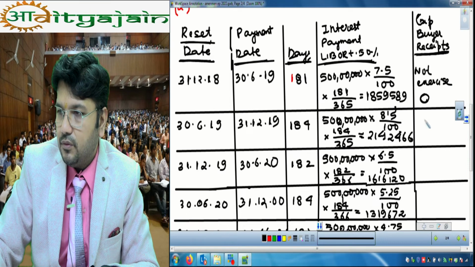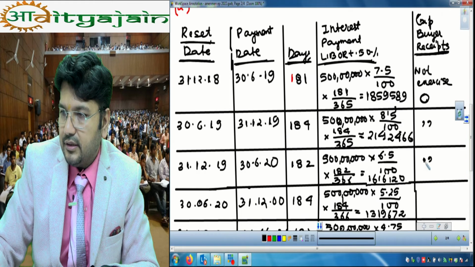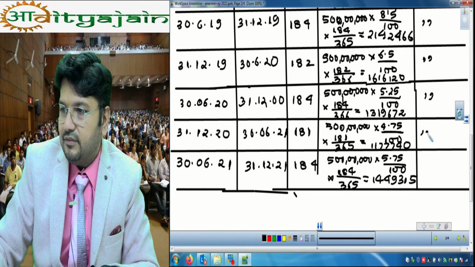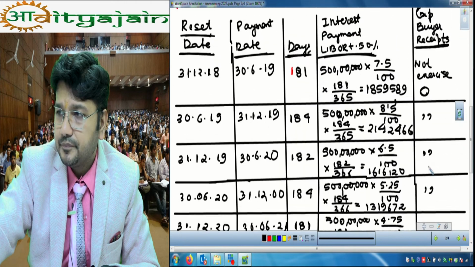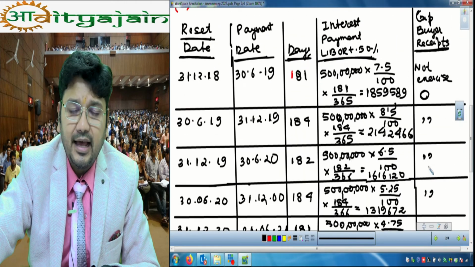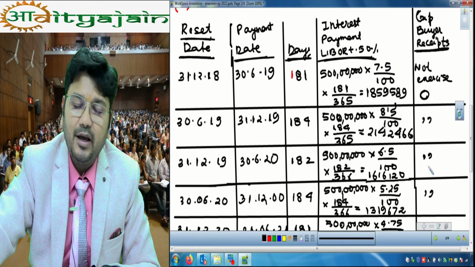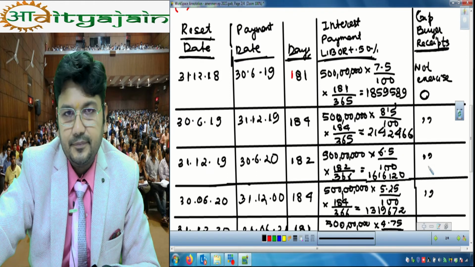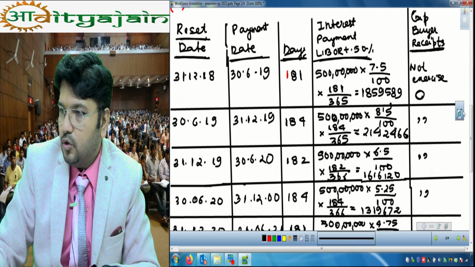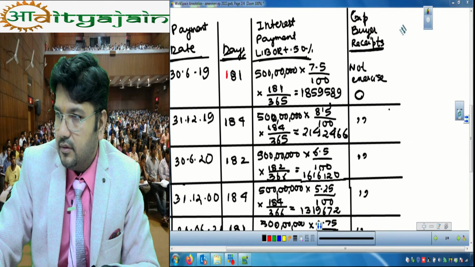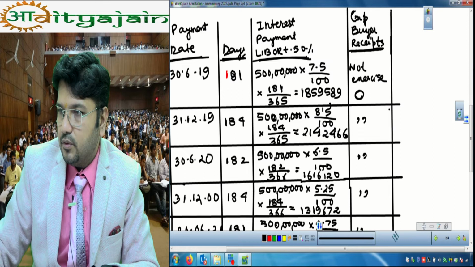So my receipt will be 0, not exercise, since in none of the case I am paying more than 8%. If I would have been paying more than 8%, then I will exercise and I will pay only 8%. Fine. In none of the case LIBOR is more than 8%, so I am not exercising. Fine, sir. If you don't have space, you can draw a different table and then write. So cap buyer receipt is okay.